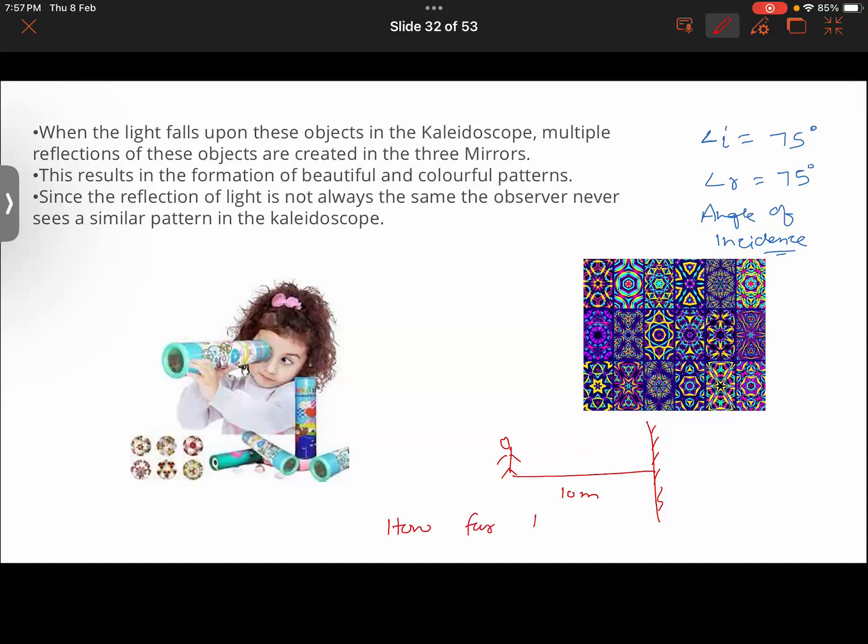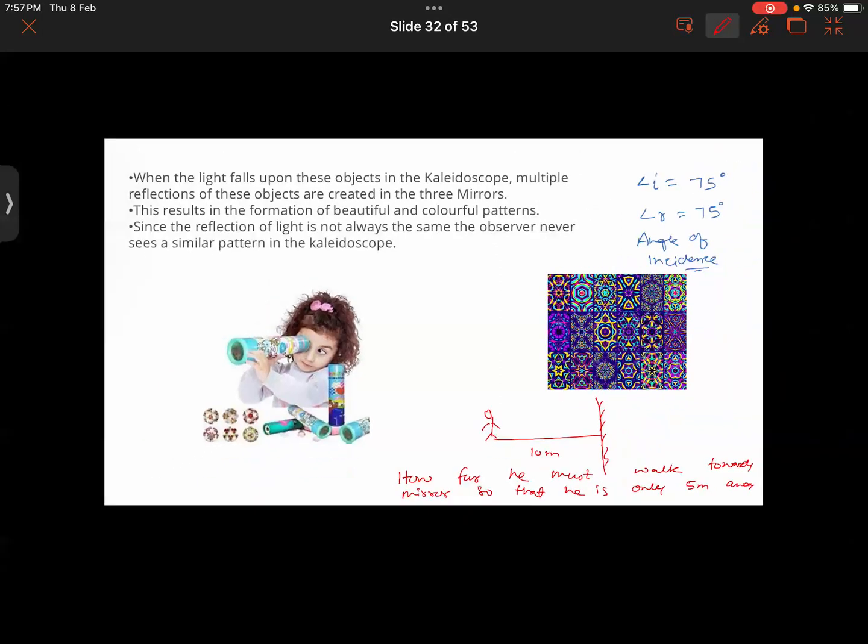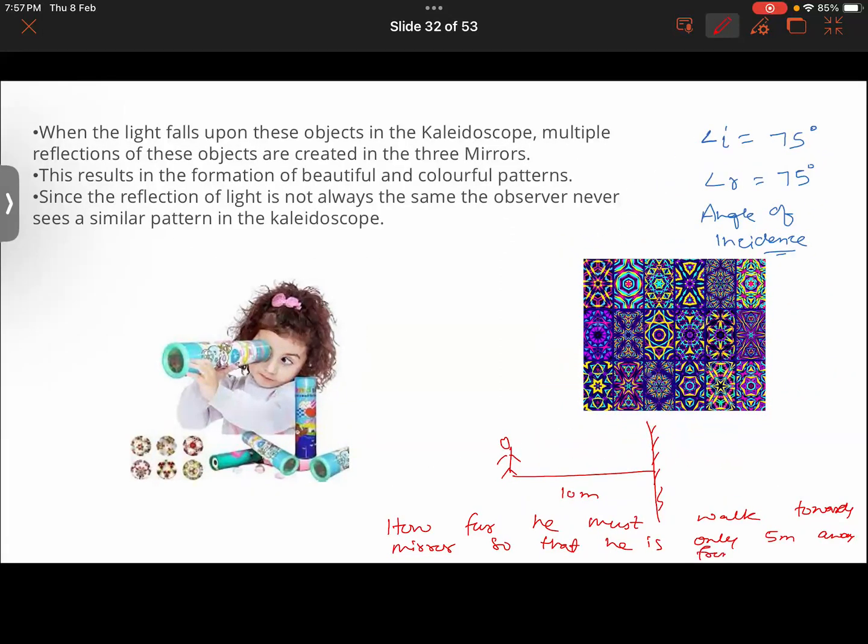Answer in the chat box: how far must he walk towards the mirror so that he is only 5 meters away from his image. Okay? So solve this question and tell me what value you are getting.